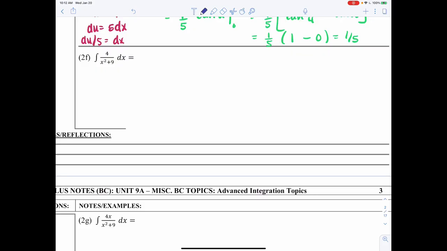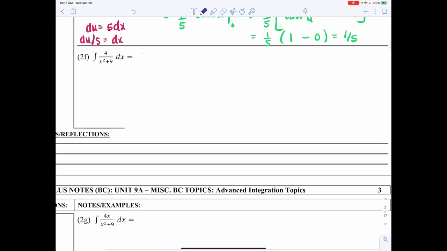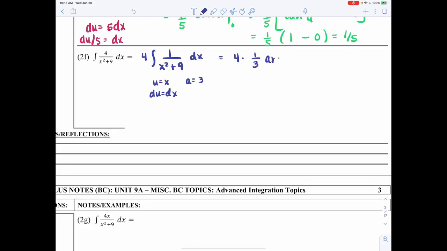So for something like this, I hope you immediately caught that this is going to be an arctangent situation. If you're not so certain of that, it might be helpful to write the x squared plus 9 on the outside so you can see it. That's going to make my u x and my a 3 so that du is dx. Keep your 4. Remember that arctangent has a 1 over a arctan u over a. Don't forget that plus c.